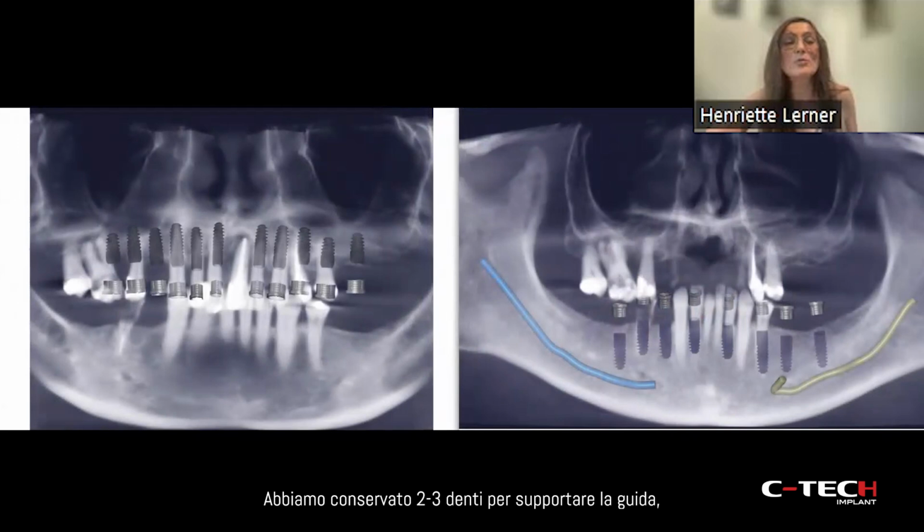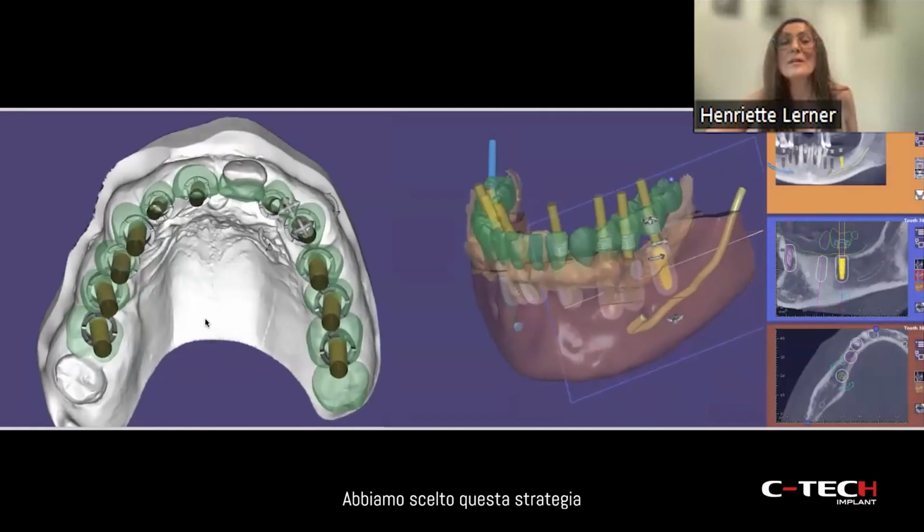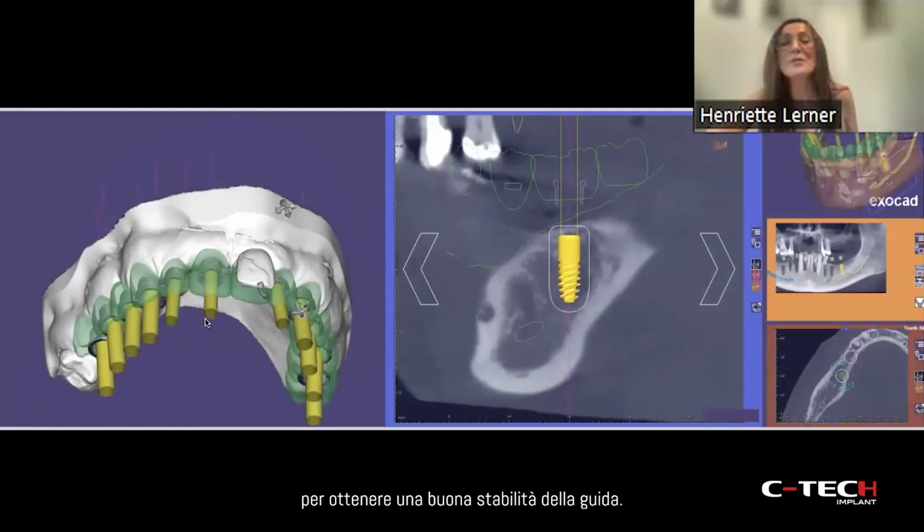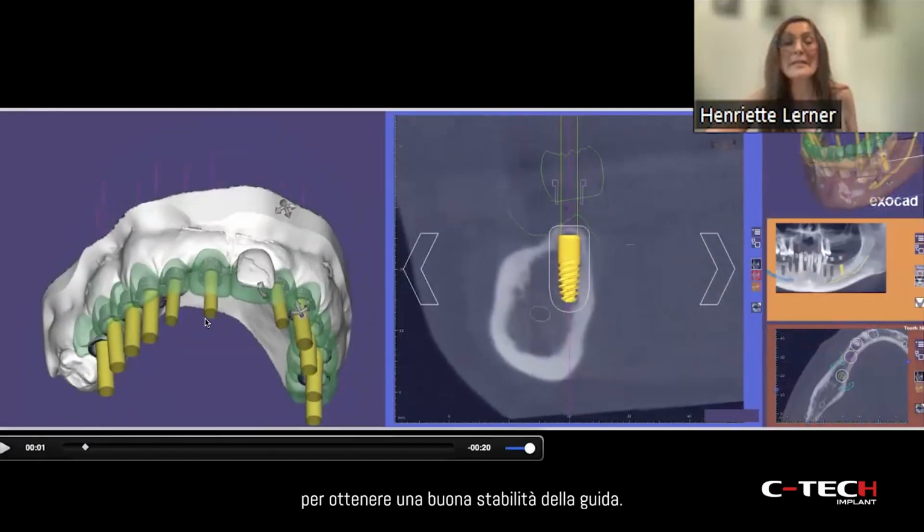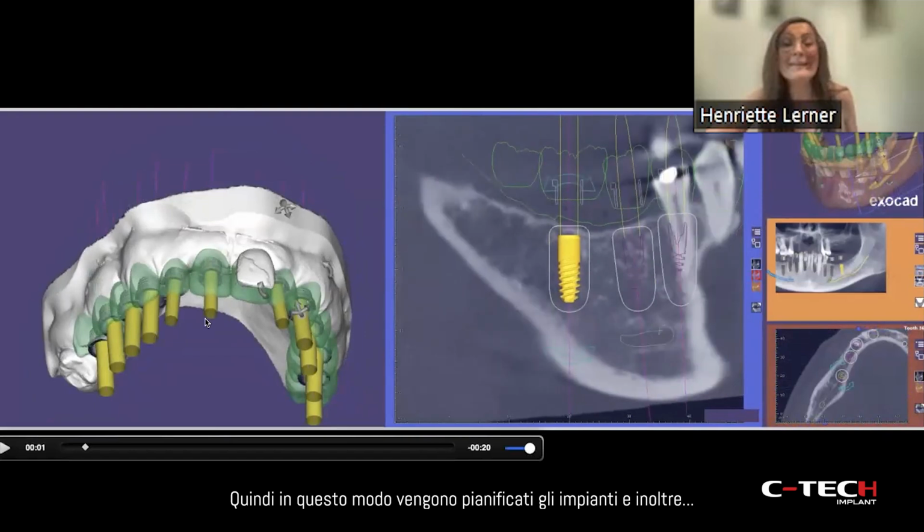We keep 2-3 teeth to support the guide. You see in the upper jaw and in the lower jaw also. So we use a certain strategy to have a good stability of the guide. So this is the way you plan the implants.